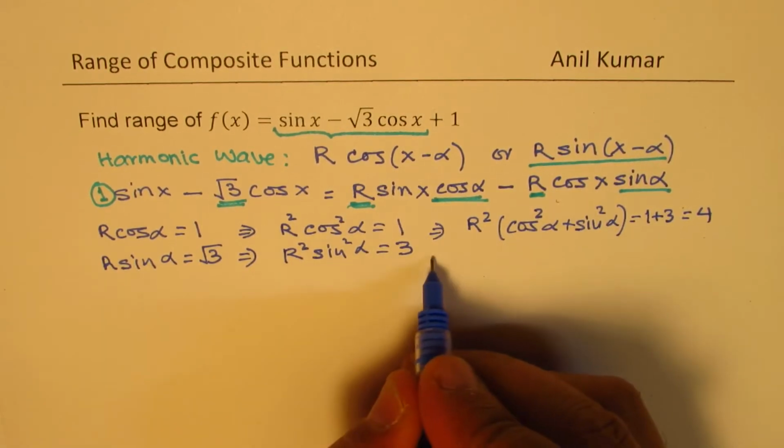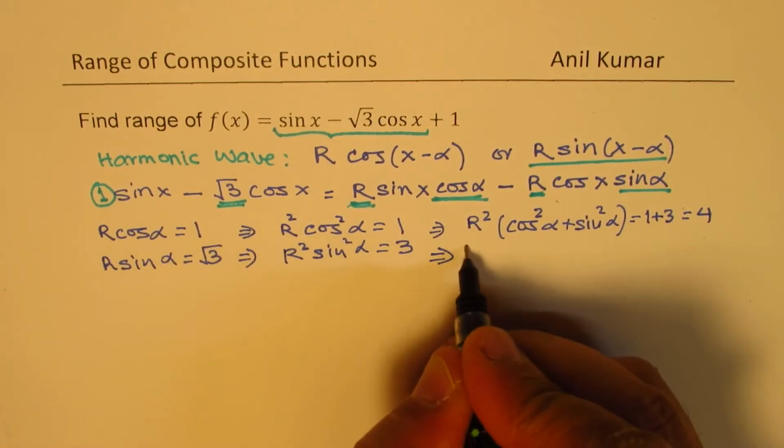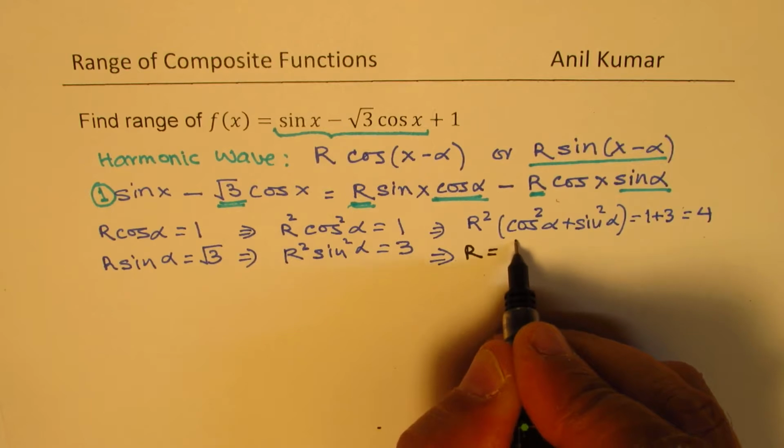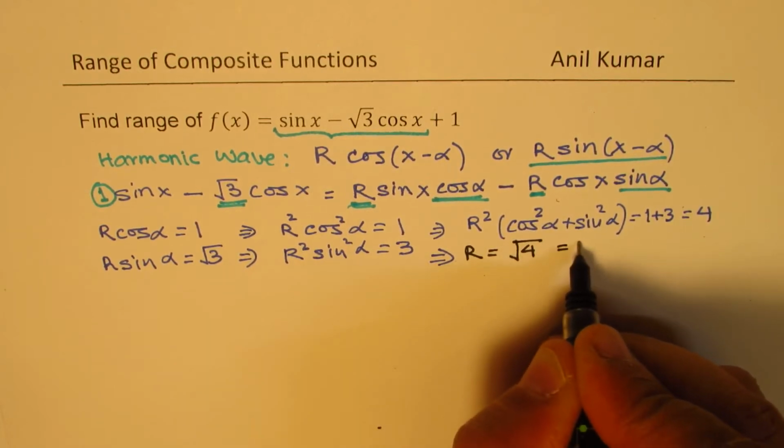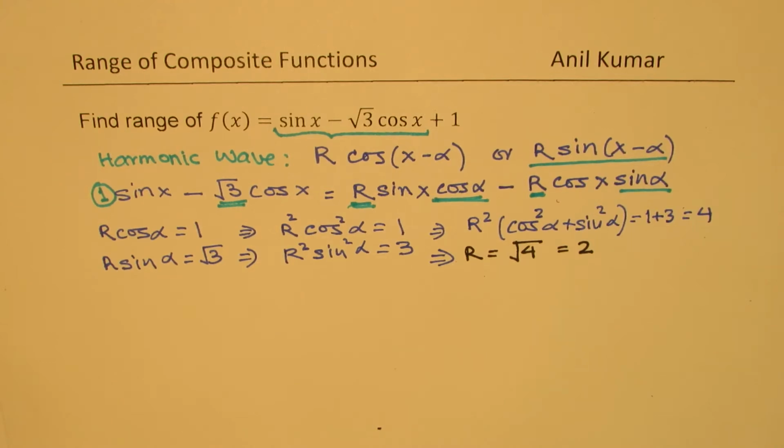Correct? So we can from here write down the value of r. Let's take the positive square root of 4, which is 2. Right? So we found that r could be 2. Right?